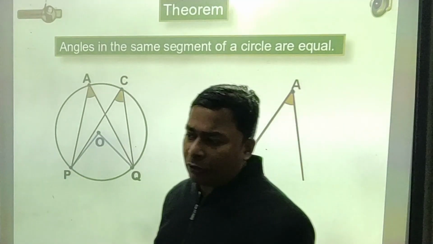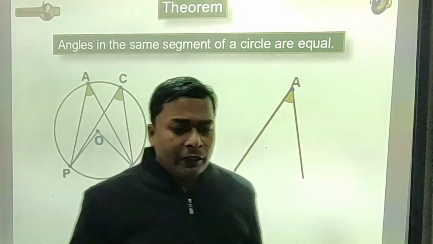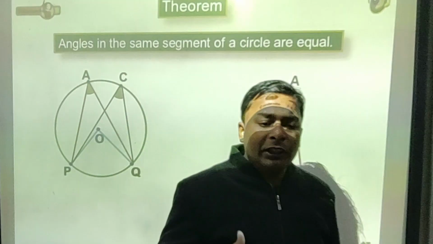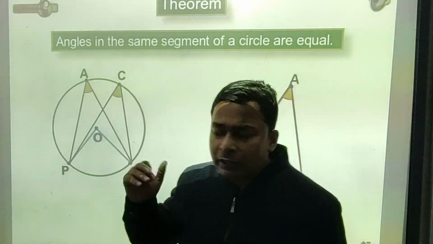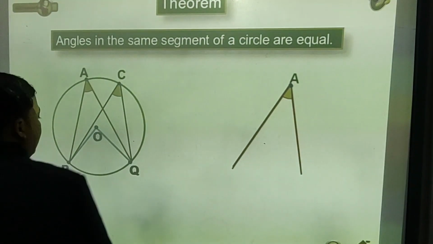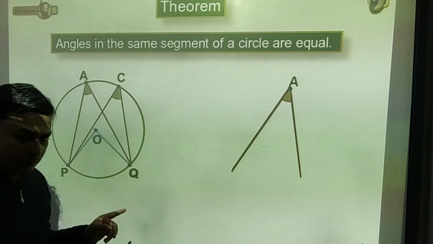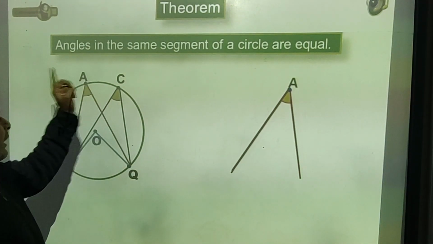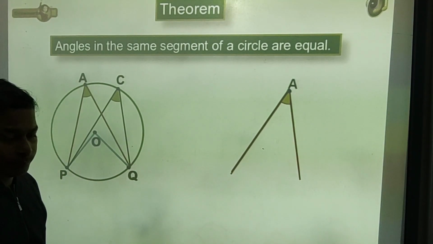In the basic class of this chapter, we have learned what is a segment. When an arc is there, or you can say a chord is drawn, that chord divides the circle into two segments. One is major segment, another is the minor segment. Here you can see that in the figure, PQ is an arc. So there is a major segment PACQ, there is another segment, minor one, PQ.